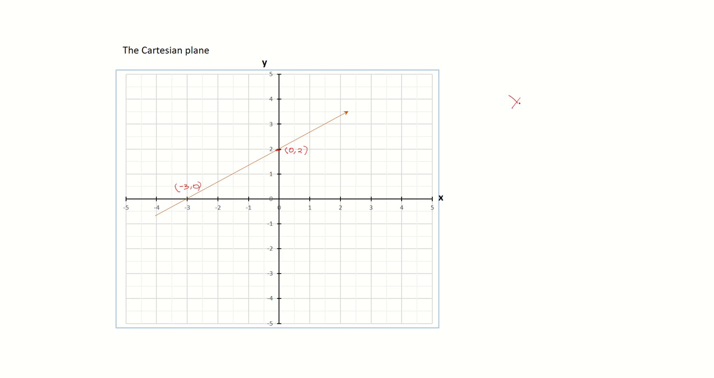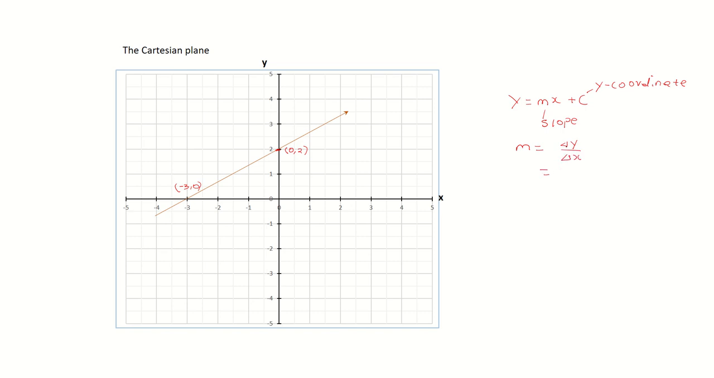The equation of a straight line is always y equals mx plus c, and we know that this is our y coordinate. And this here is our slope of the line. So we can start by finding the slope. Let's just work on the slope first. The slope is change in y divided by change in x.